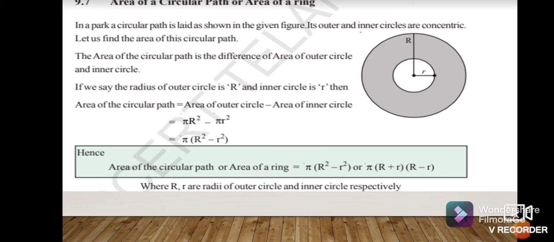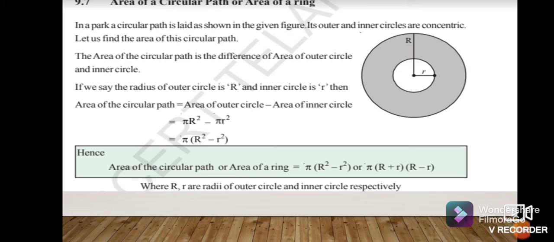If we say the radius of the outer circle is capital R and the inner circle is small r, then the area of the circular path is simply the area of the outer circle minus the area of the inner circle. The area of the outer circle is pi into capital R square, minus, and in the same way, the area of the inner circle is pi into small r square. Taking pi outside, since pi is common, we get pi into capital R square minus small r square. Then only we get that shaded region, which is our required area.